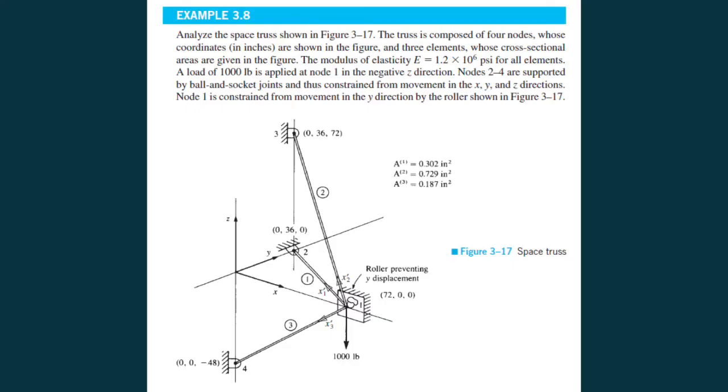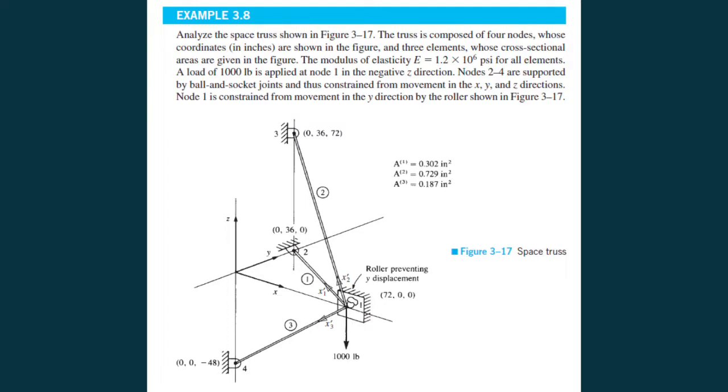It says, analyze the space truss. It's composed of 4 nodes. Their coordinates are in inches, and there are 3 elements. They give us the cross-sectional areas and the modulus of elasticity. There's a force of 1,000 pounds at node 1 in the negative z direction, and nodes 2 through 4 are supported by ball and socket joints.